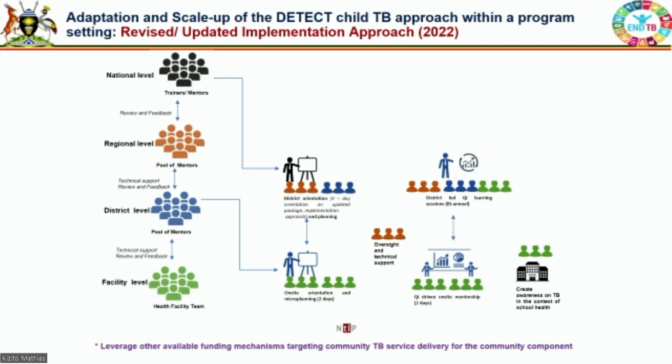We have also integrated QI learning sessions and a component on TB in the context of school health. We are receiving several informal reports of clustering TB cases in schools. So we plan to orient the health workers. If they identify a child with TB, they should go on to ask if this child is attending school, especially if they are bacteriologically confirmed, and link with the district teams to conduct contact tracing and provide support.